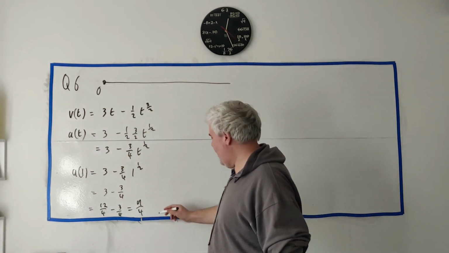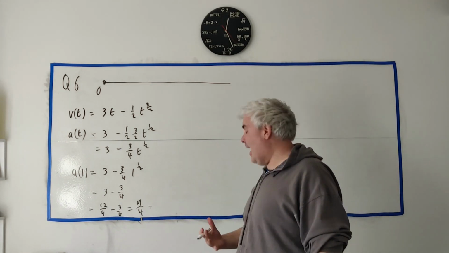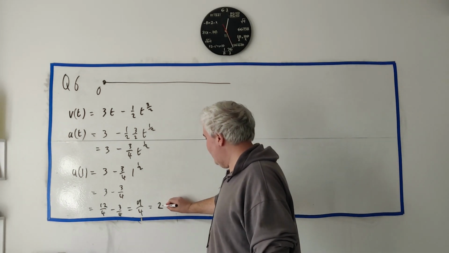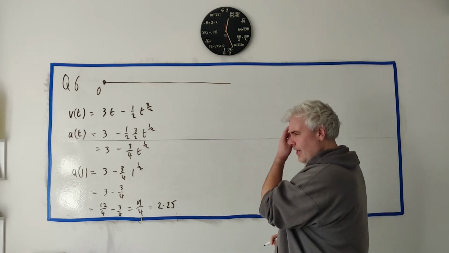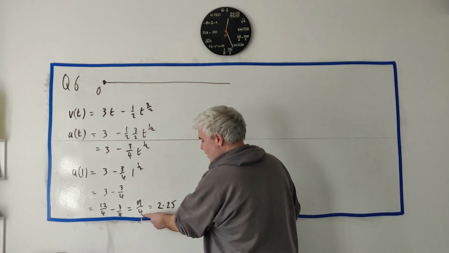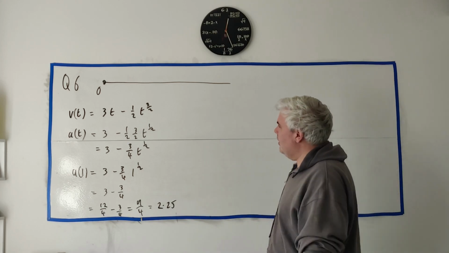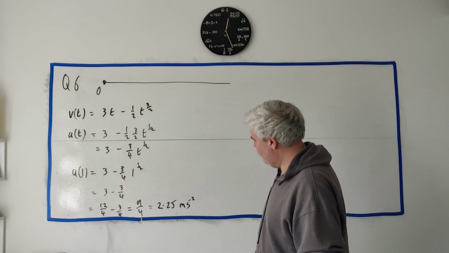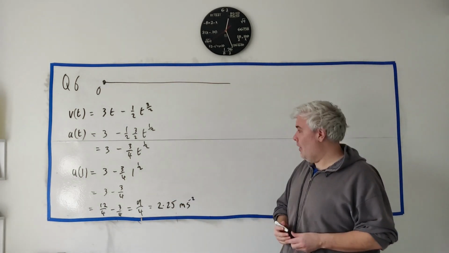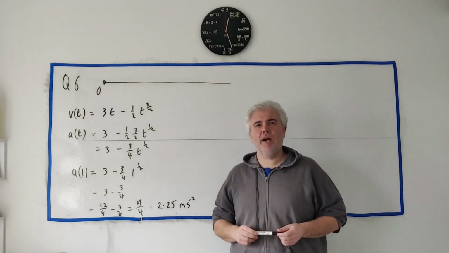And that's okay as your answer, but in mechanics we tend to put decimals in more. That's 2.25. And, sorry, this wasn't okay because we still needed the units. So acceleration units is meters per second squared. Okay, that's your full marks for part B. Okay, on to part C.